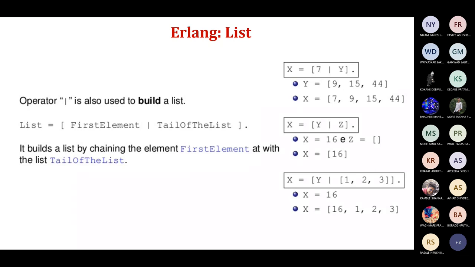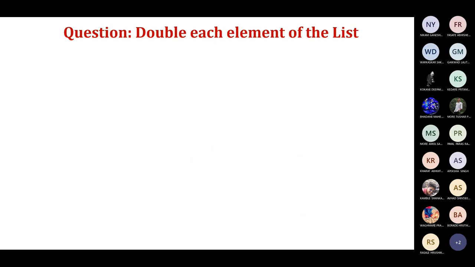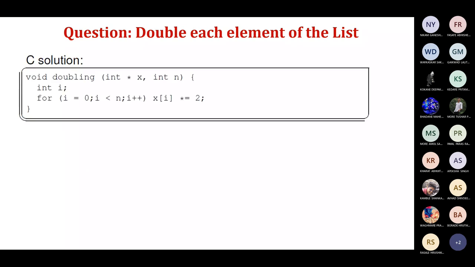Okay, so this was what we were talking about, list. So this is one example which is given in C language. You have to double each element of the list. So the function written in C language is double integer of x, integer n, int i for i equal to 0, i less than n, i plus plus, and whatever is the array. x is an array here. So the ith element of the array is multiplied by 2, which means it is doubling each element of the list.